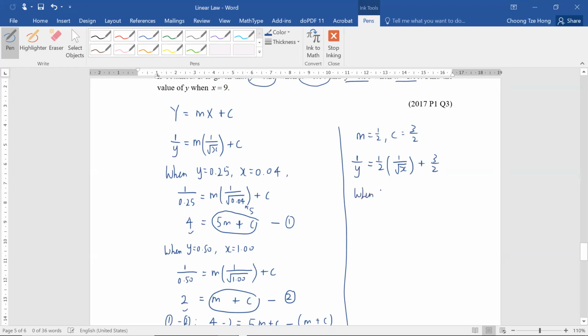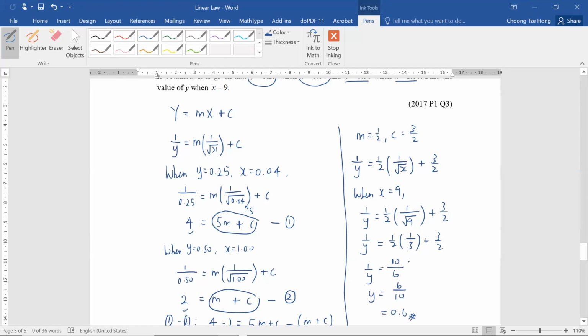So when x equals 9, 1 over y equals half times 1 over root 9, plus 3 over 2. 1 over root 9 is 1 over 3. So over here you have half times 1 over 3 plus 3 over 2. 1 over 6 plus 3 over 2 will give us 10 over 6. So this is 1 over y, so y will be 6 over 10 or 0.6.